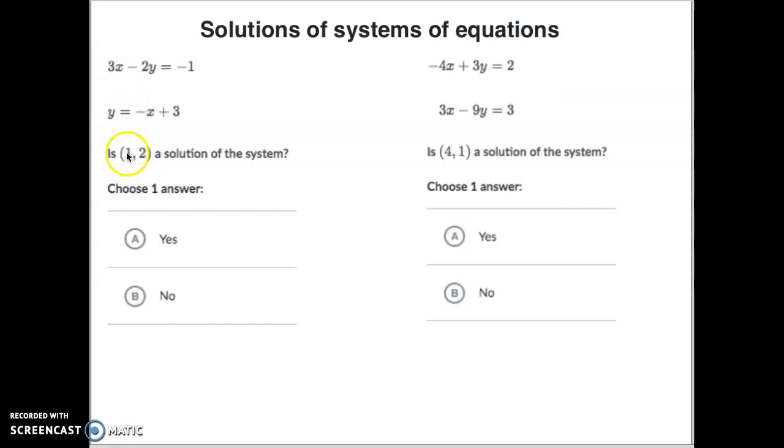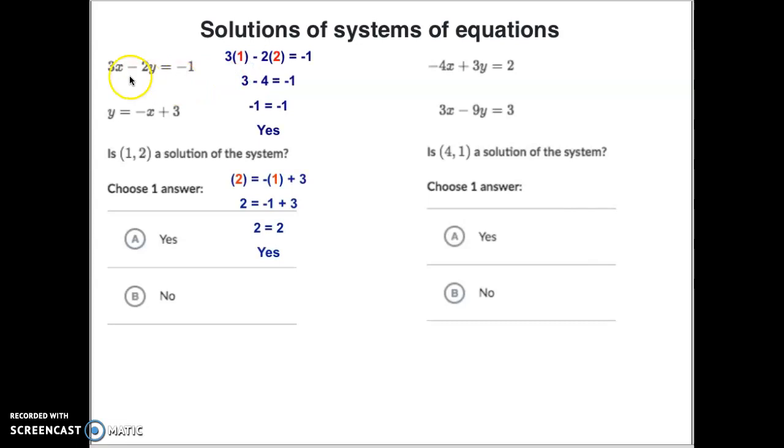So I'm going to plug 1 in for x right up here, and I'm going to plug 2 in for y for this equation, and then I'm also going to do it again for the second equation. And I need to know, is it truly an answer that makes it work for both of them? So I'm doing this first equation first, where I've plugged in 1 for x, 2 for y, and I'm solving.